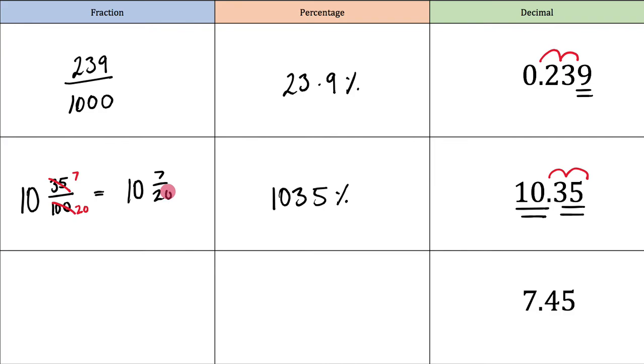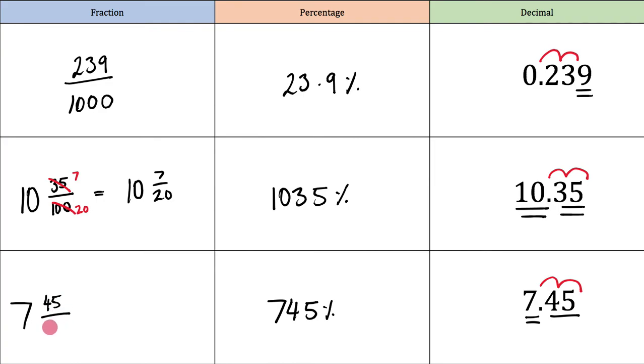Let me just fix up that 0. So if I have 7.45, I'm going to turn it into a percentage by moving my decimal place twice over. So it's going to be 745%. And then in order to turn it into a fraction, I'll realize that I have 7 wholes. So I'll put a 7 here, and then 45 over 100.